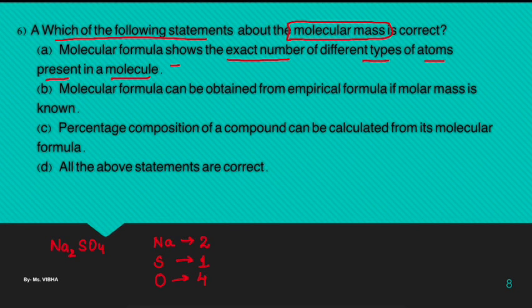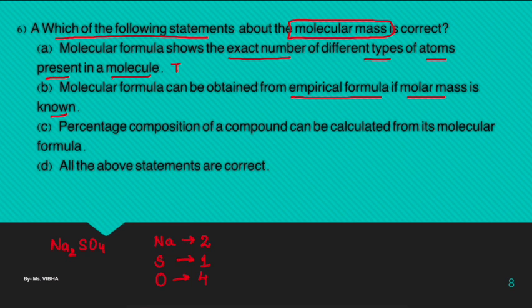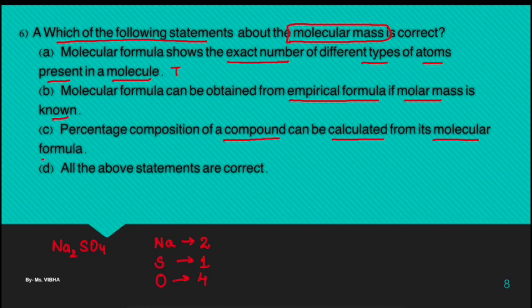This statement is true. Molecular formula can be obtained from empirical formula. Yes, it can be obtained from empirical formula if we have the molar mass known. And the next is that the percentage composition of the compound can be calculated from its molecular formula. Yes, we will be discussing such topics in the coming videos because I will be discussing more MCQs on the same chapter. So this statement is also true. So the answer is that all the above statements are correct.